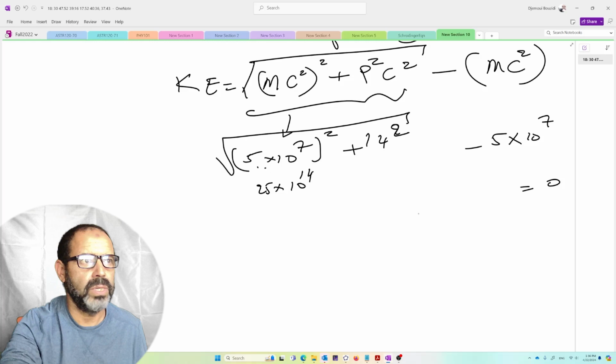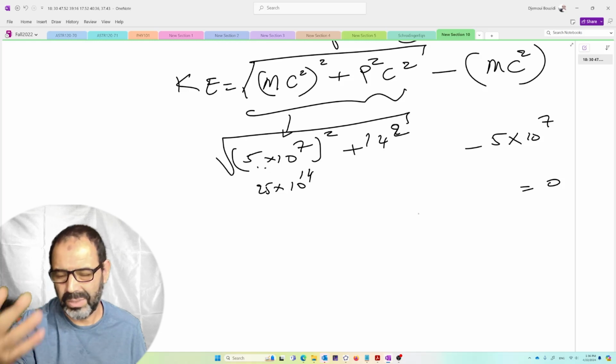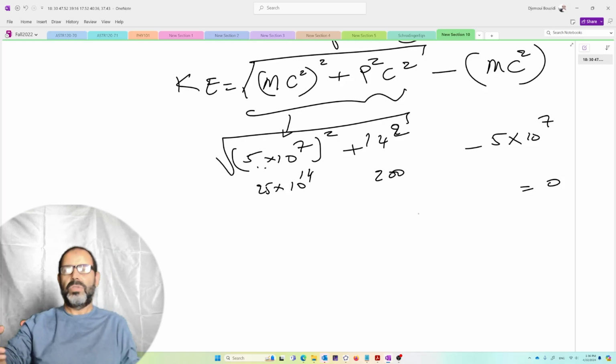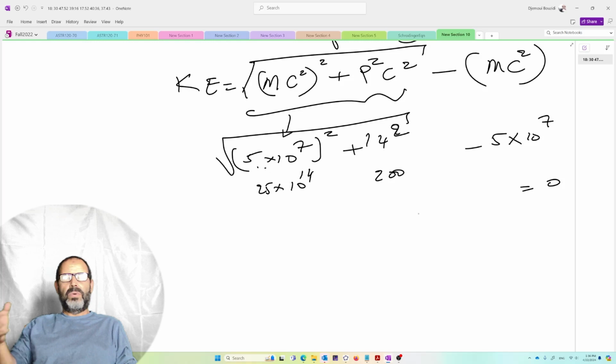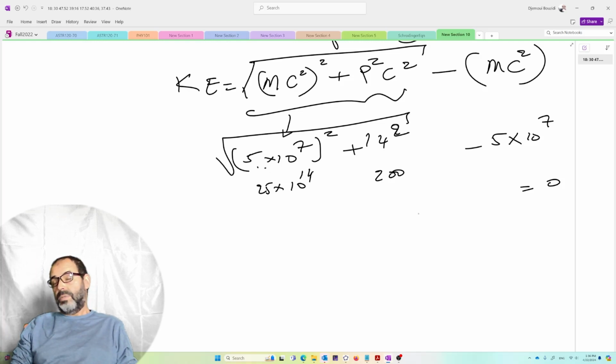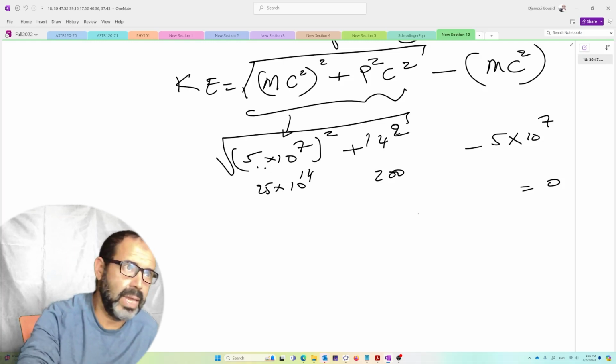10 to the power 14, and here 14 squared is what, 200. I know it's not exactly 200, but I'm getting an order of magnitude. 200 plus 10 to the power 14 is going to be practically the same number. You subtract from it the same number, and when you square root it, it's going to be the same number as the other one that is subtracted, giving 0. So don't do that. Instead use a Taylor expansion again.